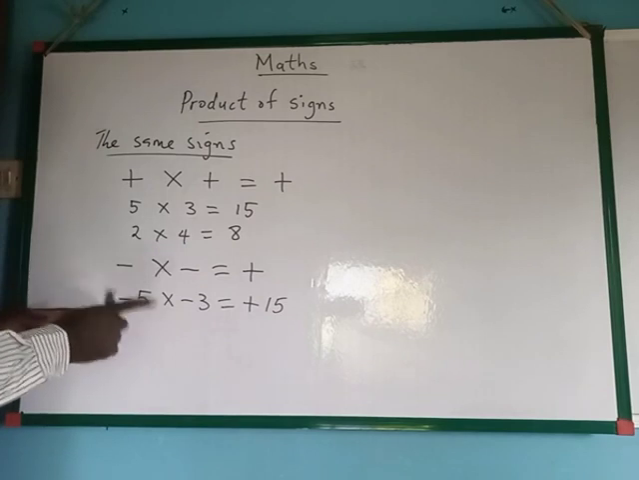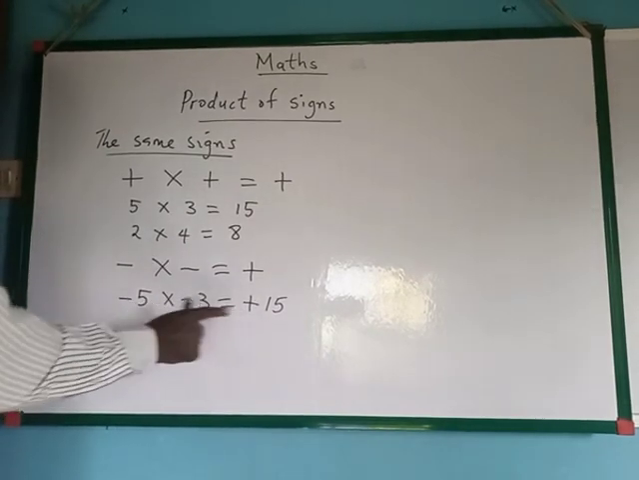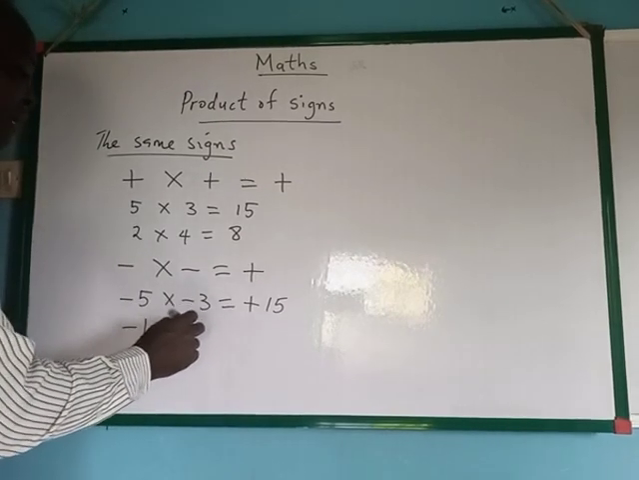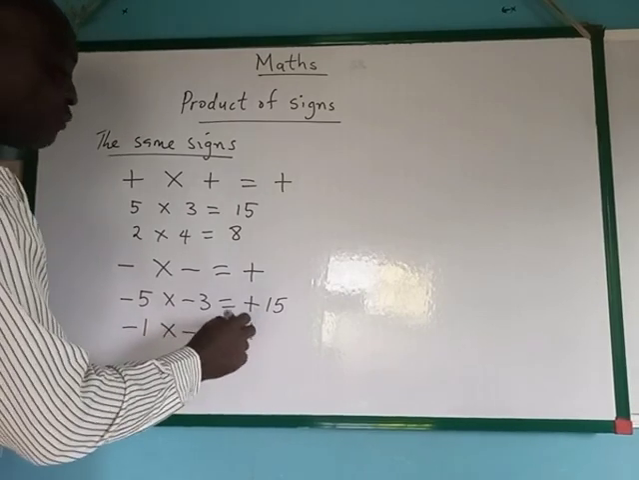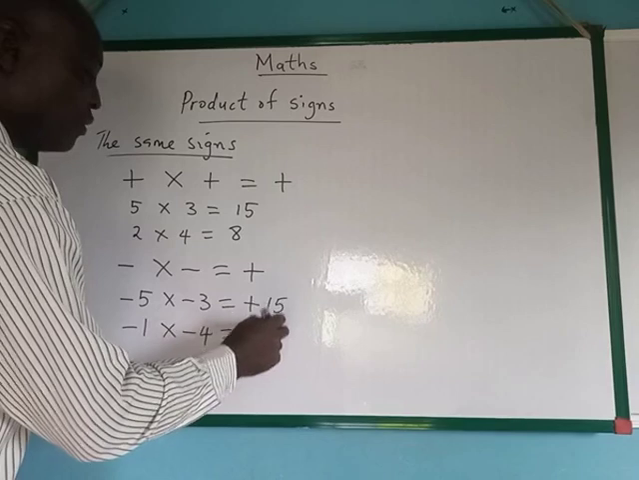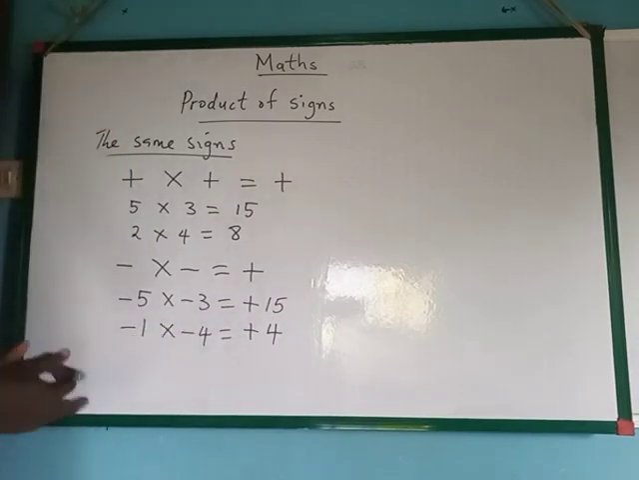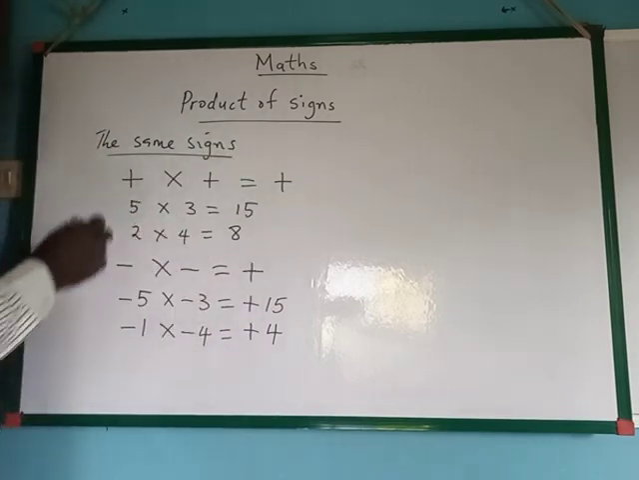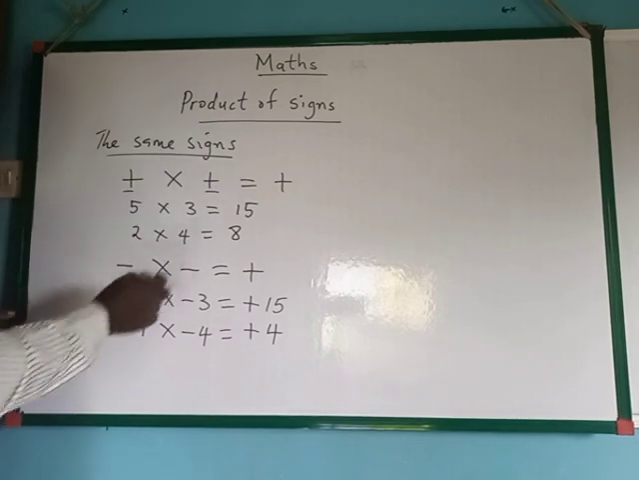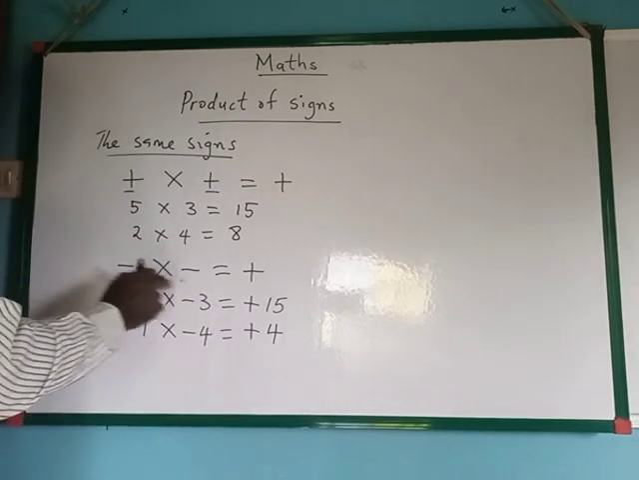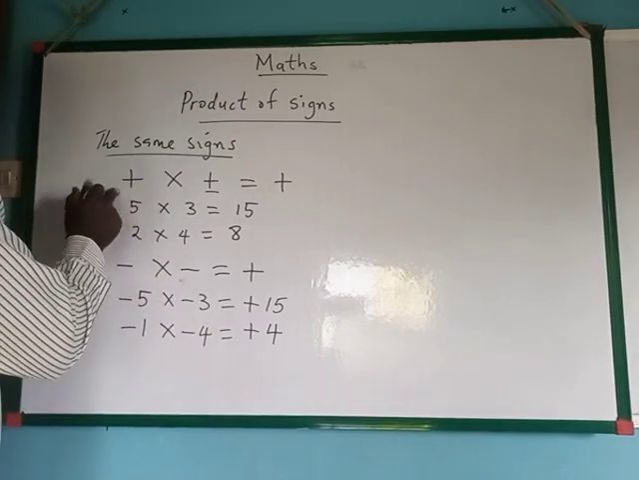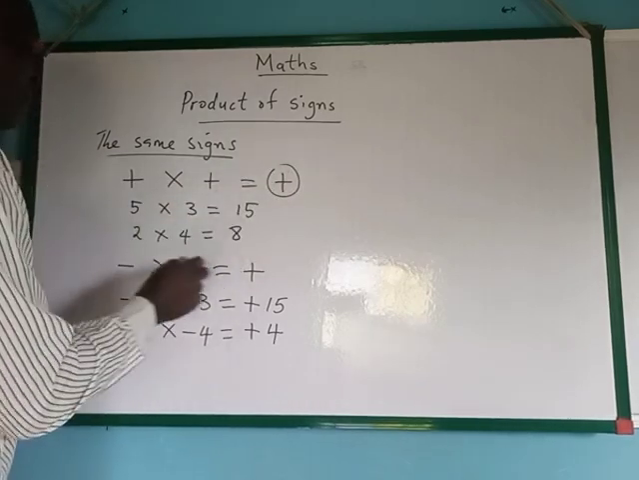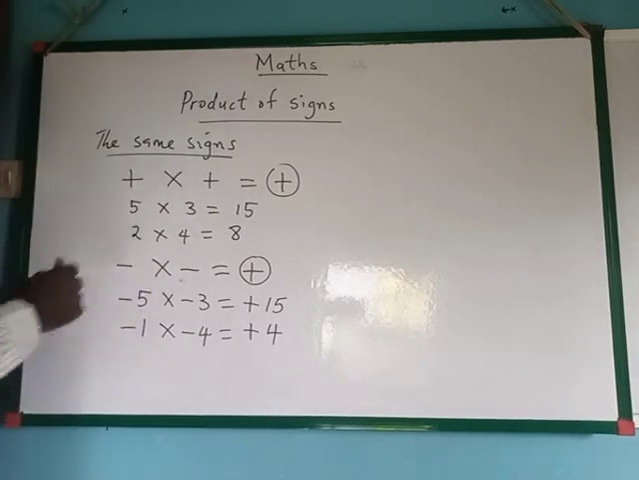So when you have two numbers that are negative multiplying each other, it becomes positive. If we also have another, say for instance, minus 1 times minus 4. Minus 1 times minus 4 becomes plus. 4 times 1 becomes 4. So minus 1 times minus 4 is equal to plus 4. So what have we deduced from this? What we have deduced is that when the same signs multiply, they become positive. So the same sign, plus plus, positive, minus minus, positive. That is when they are multiplying each other.